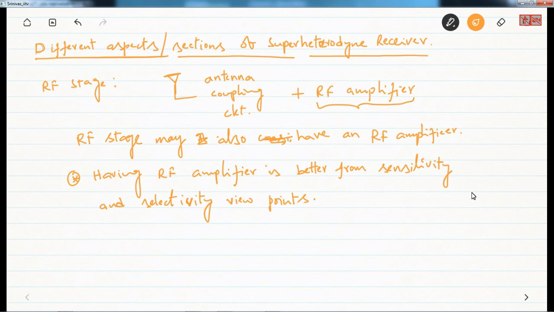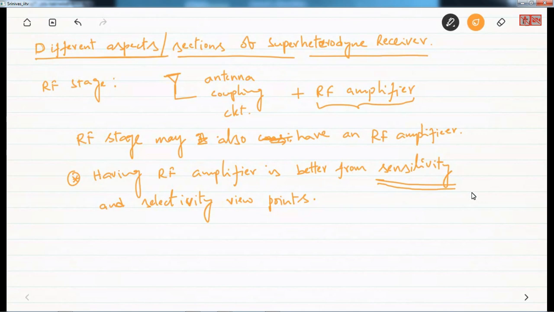If you need a very high quality receiver, you need to have an RF amplifier. As I said, it amplifies the incoming signal, so even if you receive a weak signal, you will be able to listen to the radio programs with much more clarity. That covers sensitivity: even if the input signal amplitude is very low, you will be able to demodulate it and listen in a better manner.